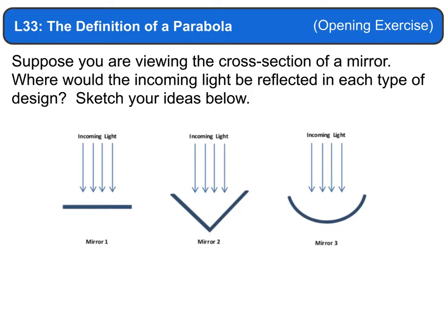They want you to sketch how you think the light would reflect. Let's say we shot a laser light into each of these mirrors. How would we expect each one to reflect? So the first one is kind of the obvious one. We would expect this light to go straight into this mirror, and we would expect it to come straight back out. That would be expected.